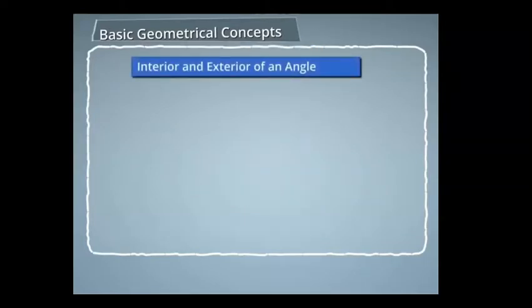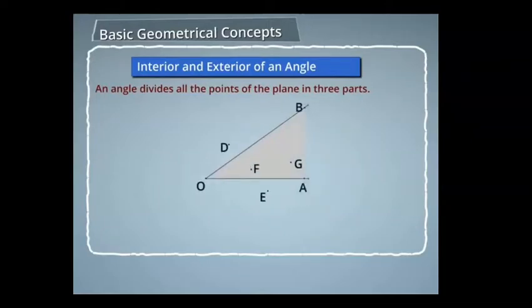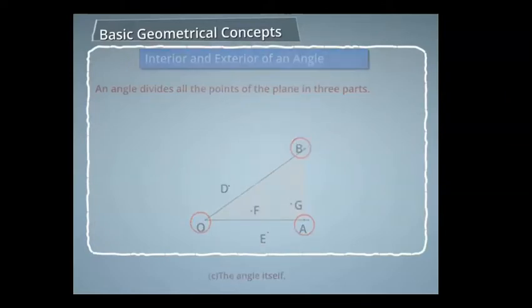Let us now learn about interior and exterior of an angle. An angle divides all the points of the plane in three parts. The part or region of the plane which contains points like D, E is called exterior of the angle. The part or region of the plane which contains points like F, G is called interior of the angle. The points like A, O and B are on the angle.